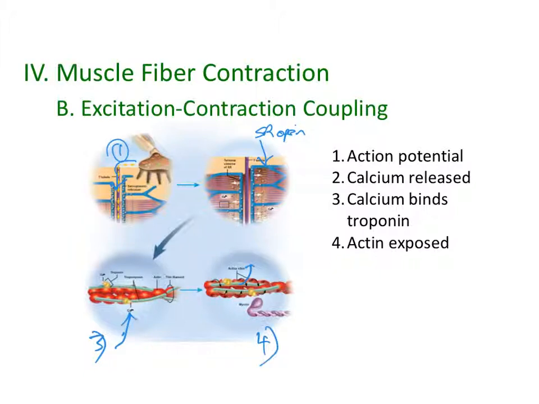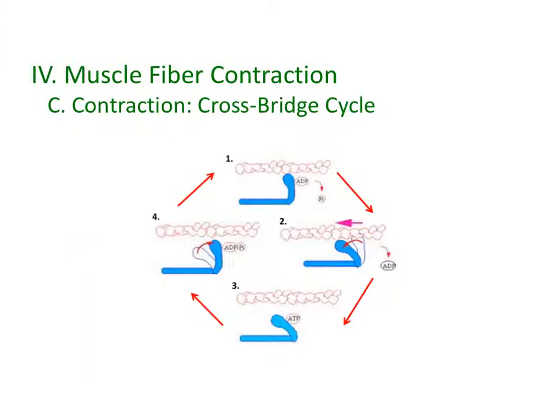So that's step 4. So the next step that we need to talk about is how do we actually convert chemical potential energy into mechanical energy. And so this is done through a process called the cross-bridge cycle, which we will talk through again in steps.